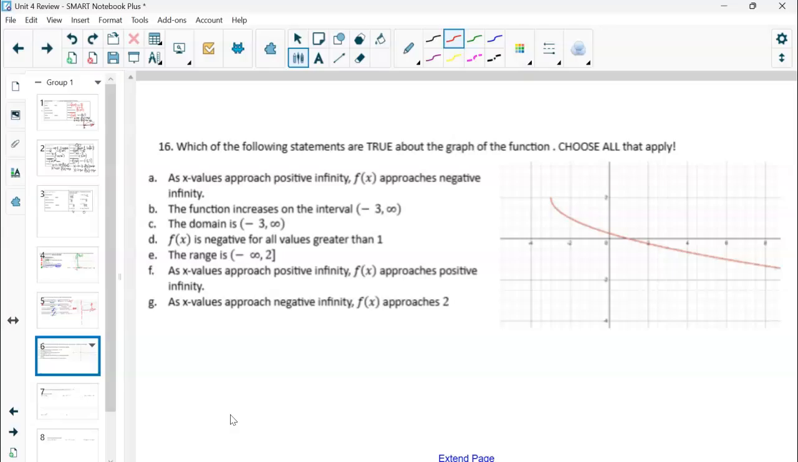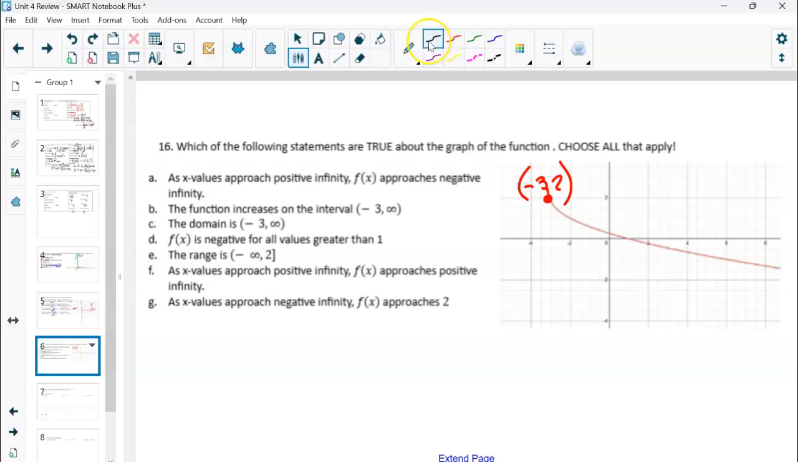And number 16, which of the following statements is true about this graph? Now, this is again a radical function. So this is a very important point at -3 and 2. That -3 and 2 is going to determine your domain and range and all kinds of stuff, okay?